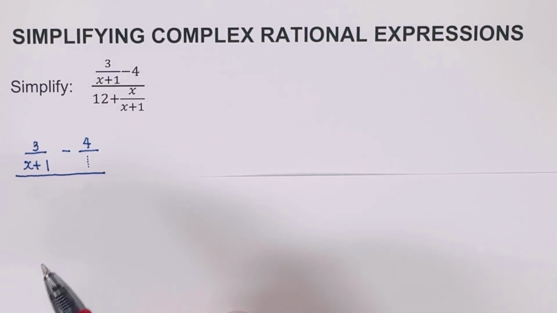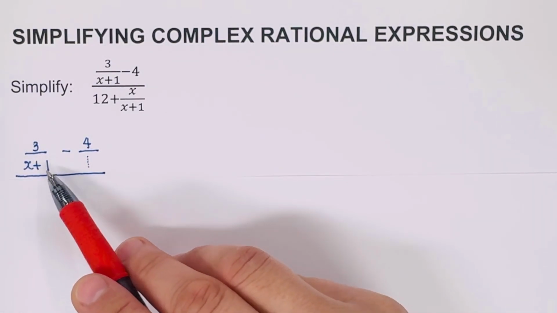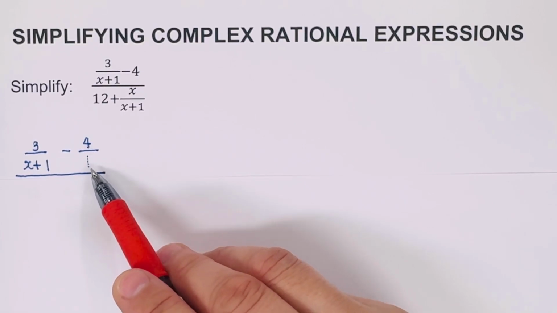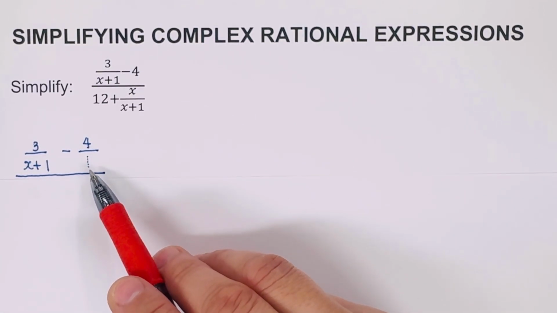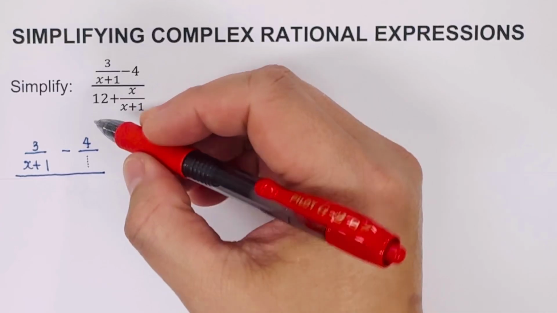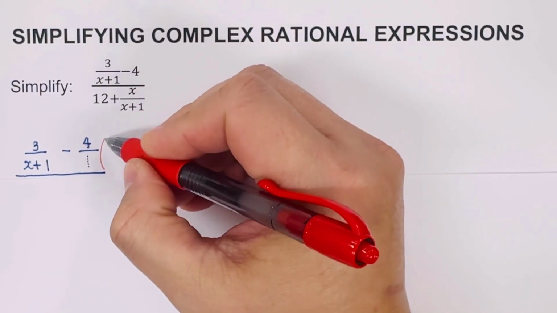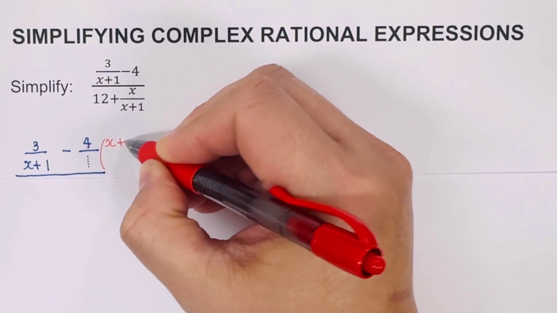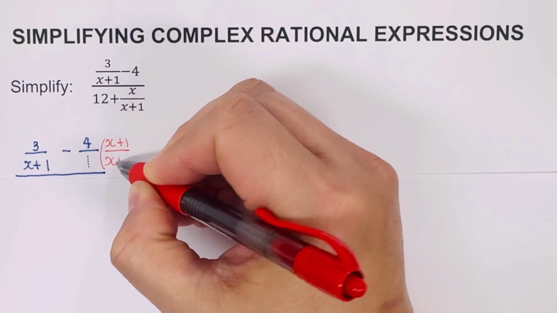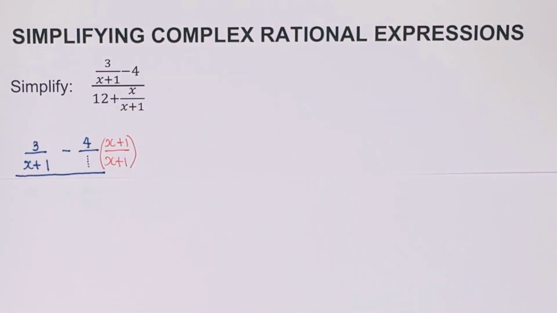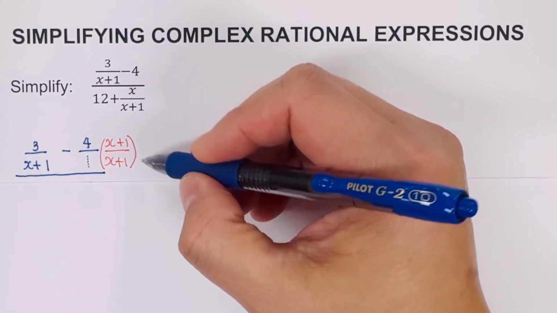If you look at these expressions, they don't have the same denominator, so we have to make sure that their denominators are the same. What I would do is multiply both the numerator and the denominator by x plus 1, to make their denominators even. If I do that, our expression would come out.